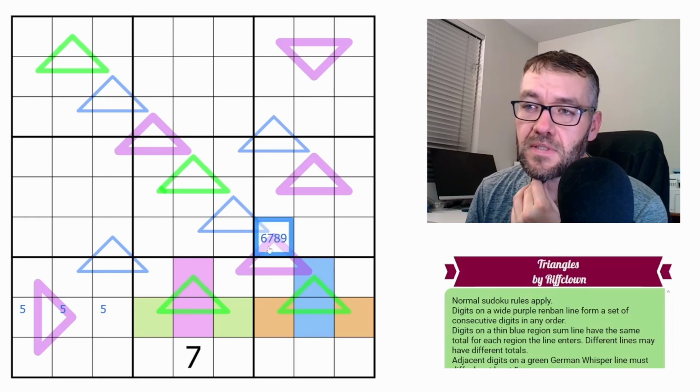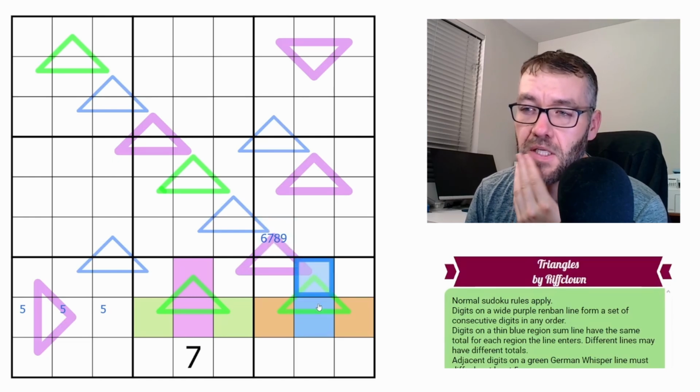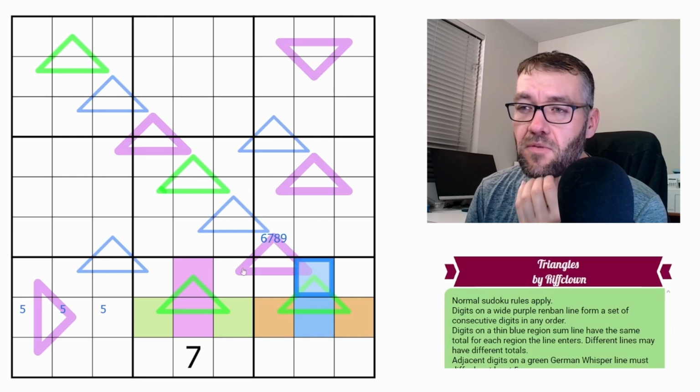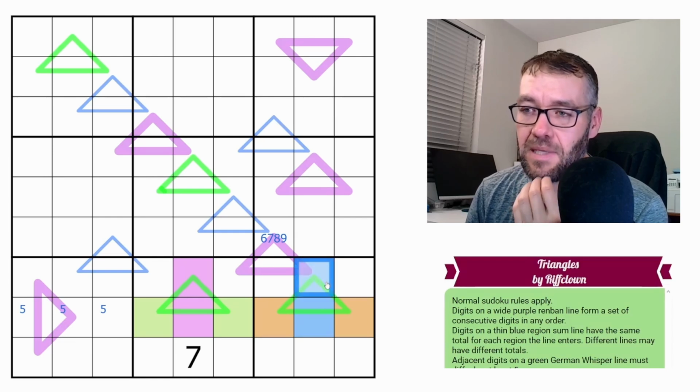So if this is a 6, the lowest this could be is 3. Because it would be 3, 4, 5, 6 on this Renban line. So that would make this low, but it's more likely to be high, but we can't go with likely, we need to know.